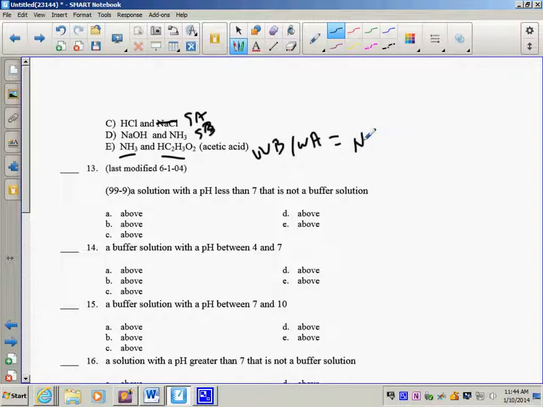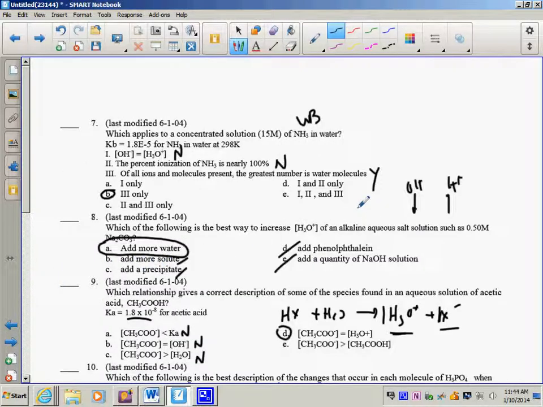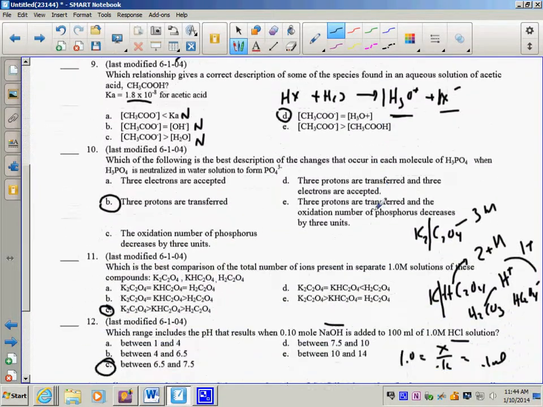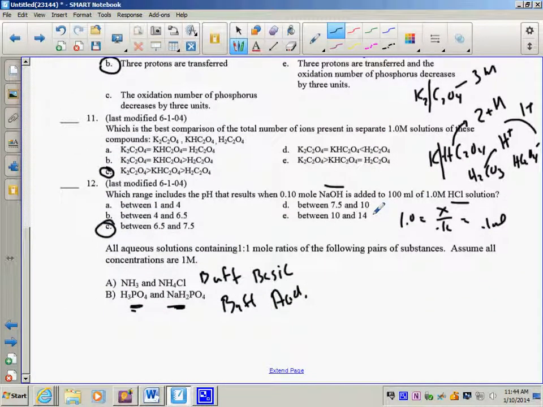So which solution above has a pH less than 7, so it's acidic, not a buffer solution? That'd be letter D. Just the NaOH. Buffer that's acidic. Buffer that's acidic would be letter B.